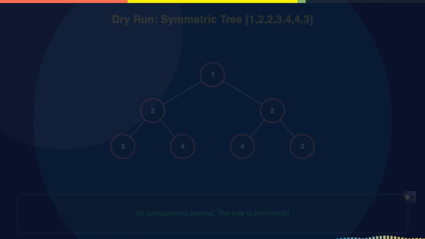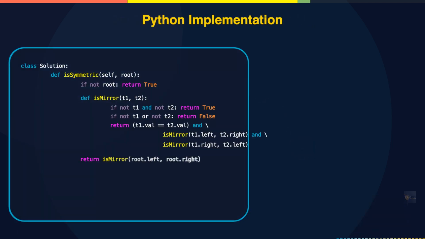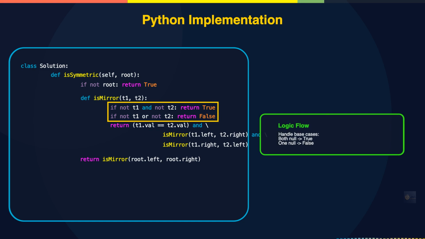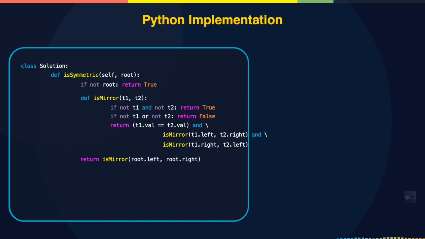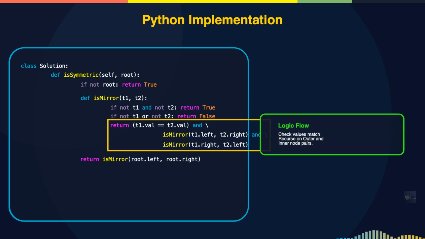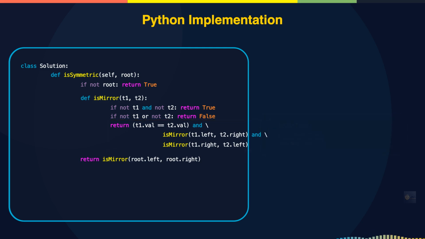Now, let us see how this translates into our Python code. We define a helper function, isMirror, which is the engine of our solution. First, we handle the base cases. If both t1 and t2 are null, we have reached the end of a branch symmetrically, so we return true. If only one of them is null, the symmetry is broken, and we return false. Finally, we check if their values are equal, and recursively call isMirror on the outer pairs and the inner pairs. Every call must return true for the entire tree to be symmetric.